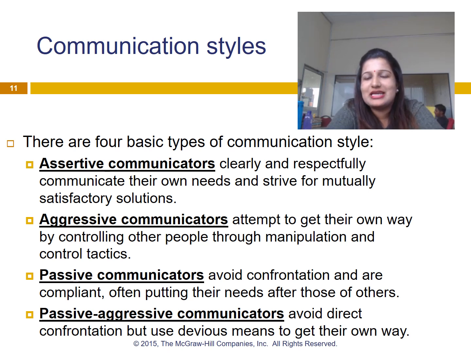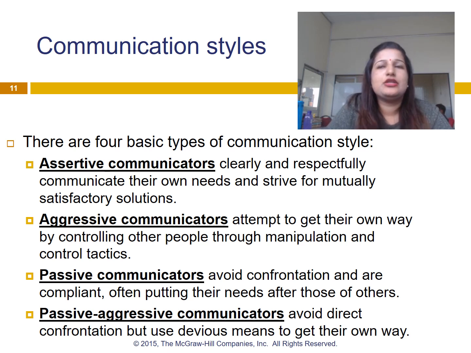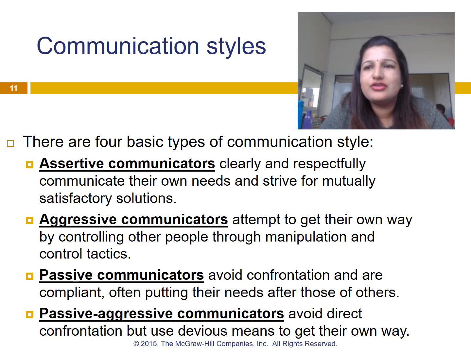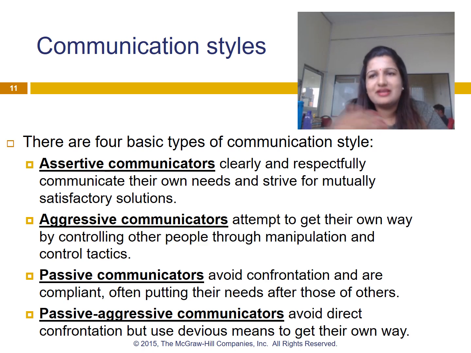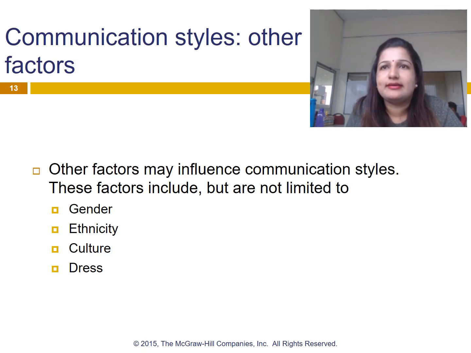Passive aggressive communicators. What do they do? They do not tell the teacher that they have problems with the teacher, but use devious means. They might harm the teacher. They might do something really bad in order to get their way. But one difference is the teacher would most probably not know that this student has actually done those devious things to him. So in a very silent way. Okay. So most politicians, for example, are very assertive. So that's how they get their way done.